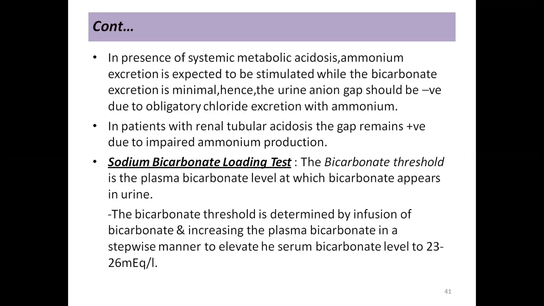So this makes it quite clear that in normal circumstances, the gap should be negative. Negative means there will be more concentration of chloride and less concentration of sodium and potassium. Whereas the opposite happens when a person is suffering from renal tubular acidosis. We also have one more test for measuring the acidity or the pH of the urine or acidosis condition. That is the sodium bicarbonate loading test.